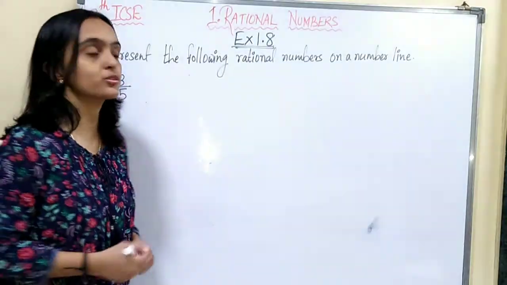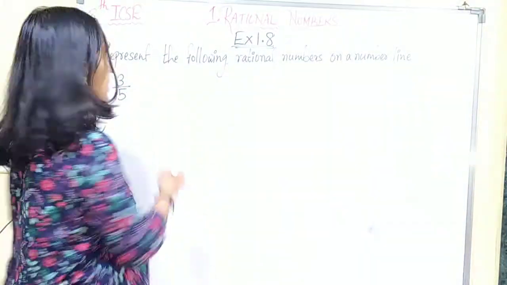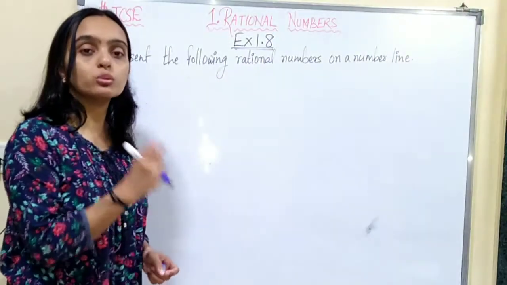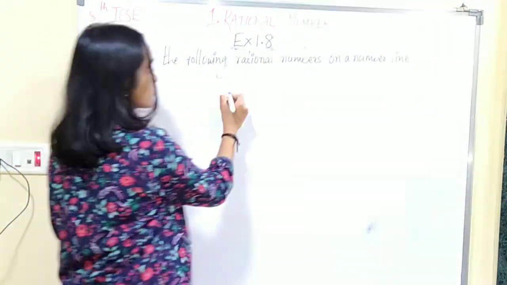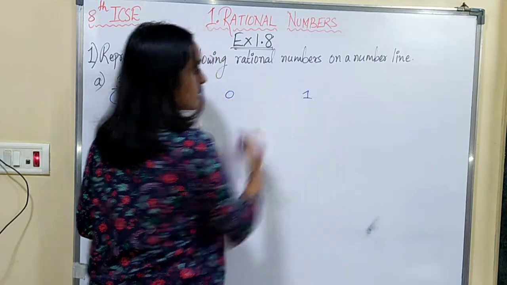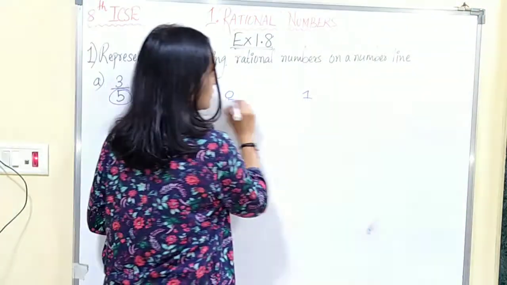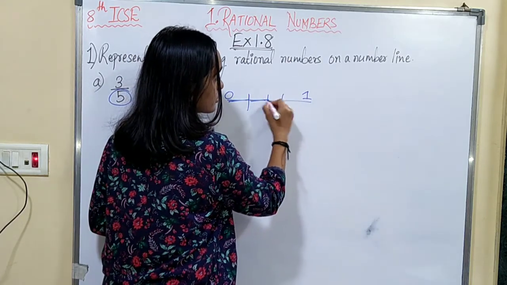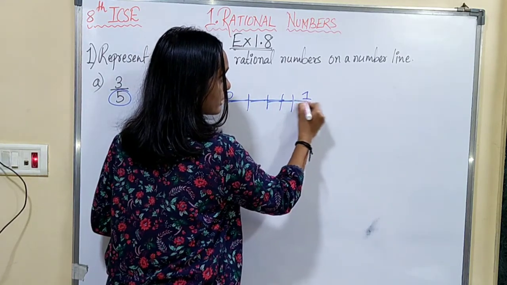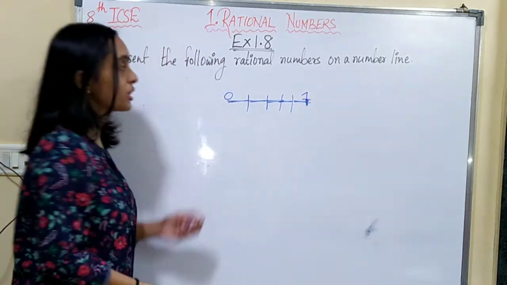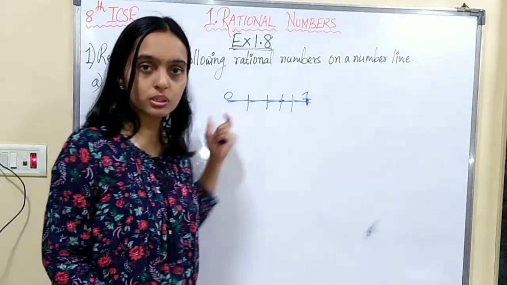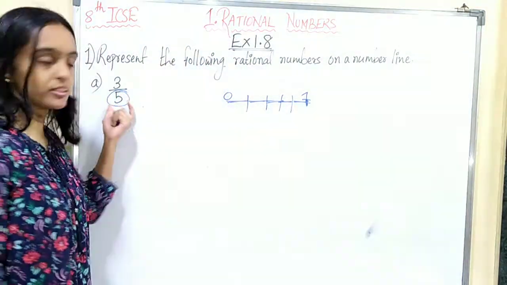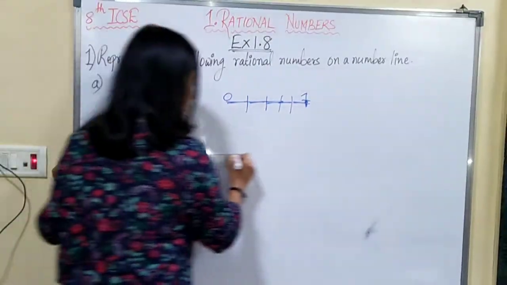Here the first step is to see the denominator. Here the denominator is 5. So between the two whole numbers, that is 0 and 1, there must be 5 divisions. Like this: 1 division, 2, 3, 4 and then 5. Between any two numbers there should be 5 divisions, because in the denominator we have 5. Now I am drawing the number line.